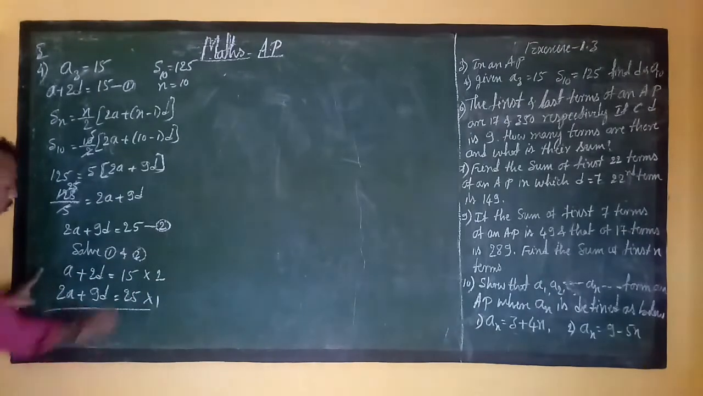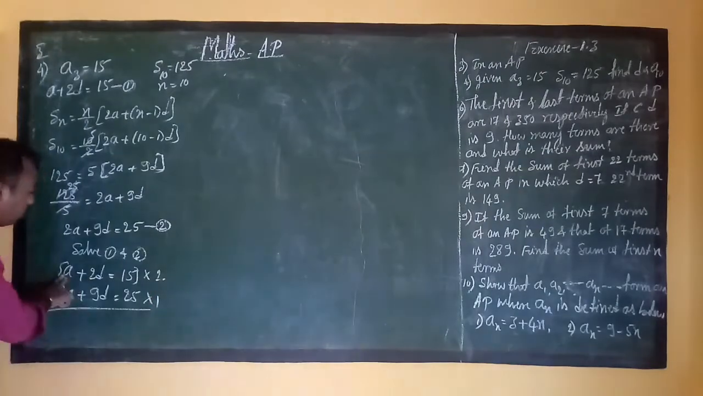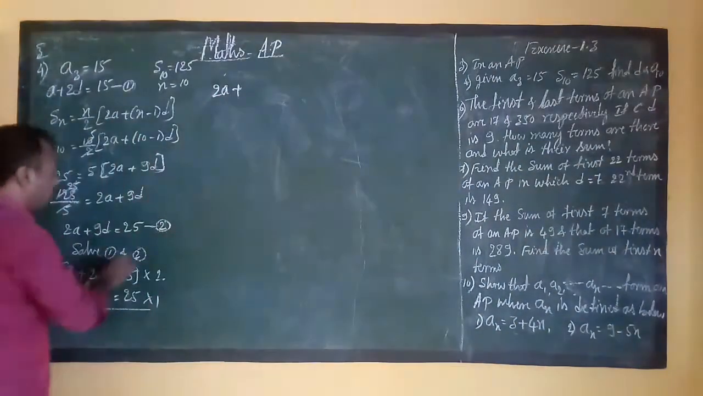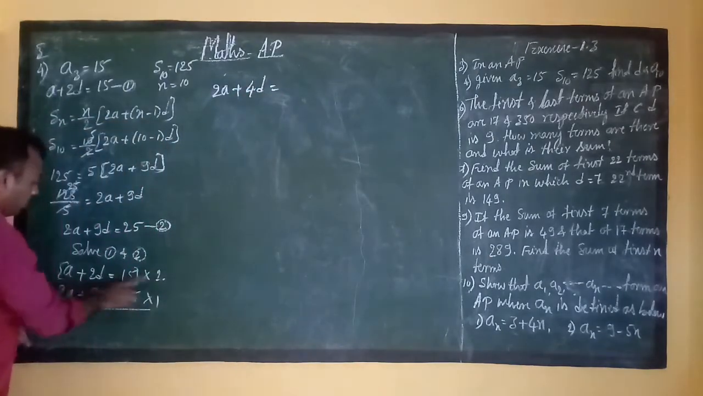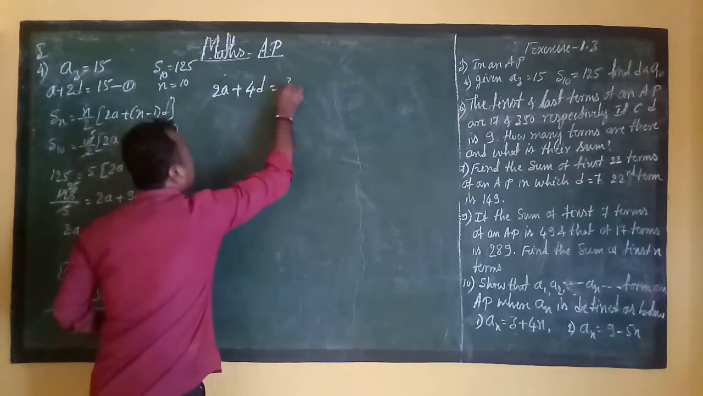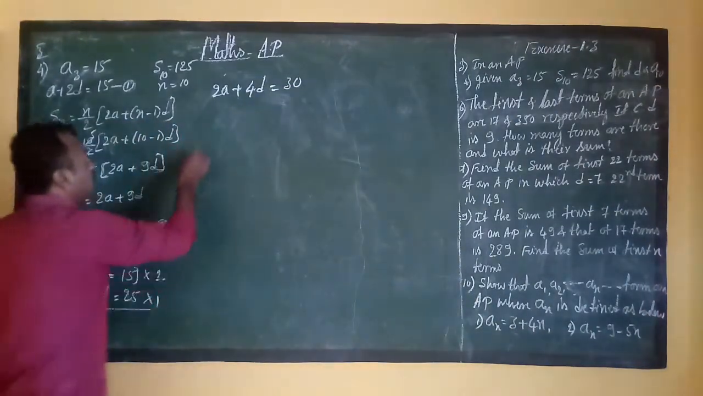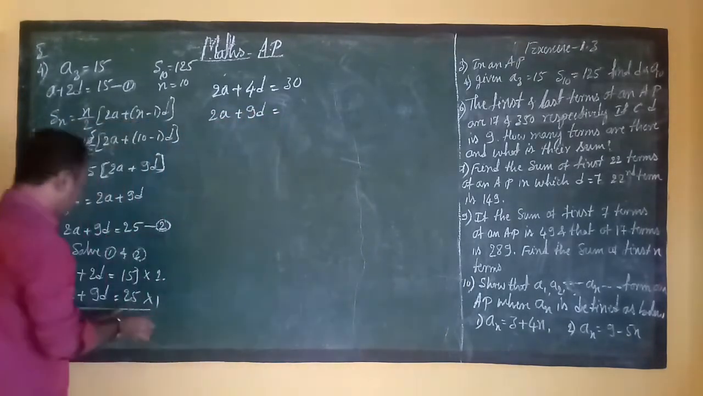Okay students, we have multiplied the entire equation by 2. So 2 into a is 2a, plus 2 into 2 is 4d, equal to 2 times 15, which is 30. Next, the second equation we keep as it is: 2a plus 9d is equal to 25.